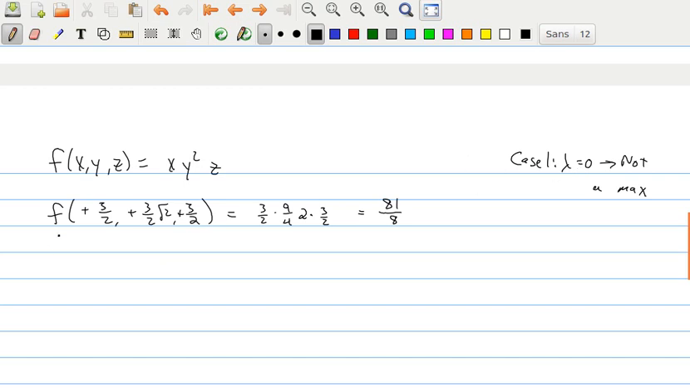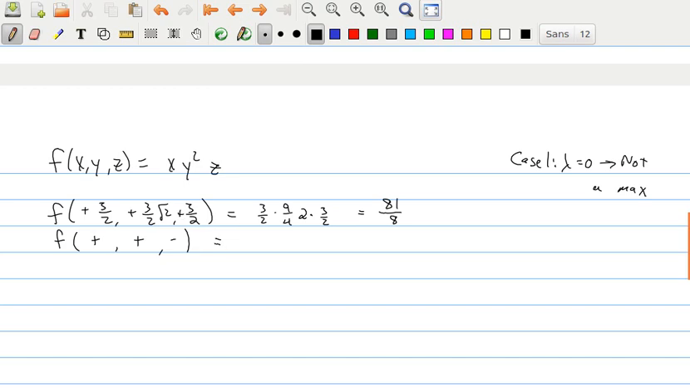So now let's check the other 7 critical numbers, some critical points. And these are going to be the same numeric values, although we're just going to alter the signs. So I'm just going to shorthand this. Write this as f of positive 3 over 2, positive 3 over 2 radical 2, and negative 3 over 2.